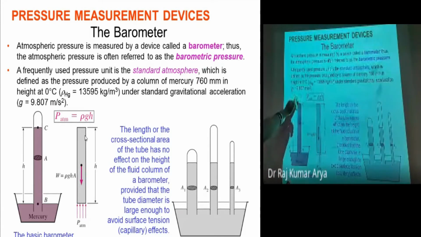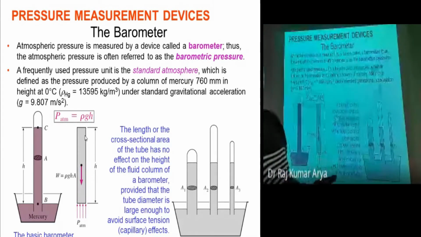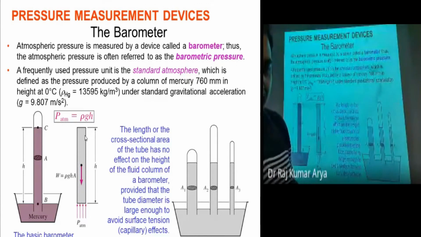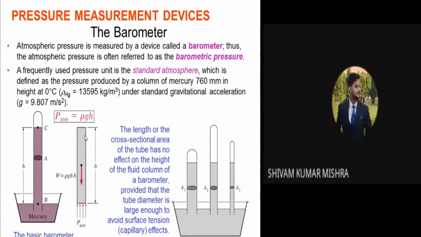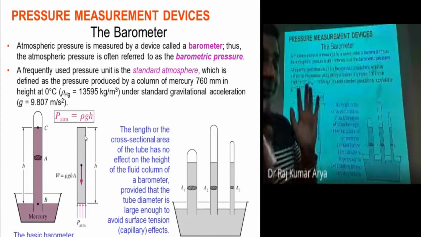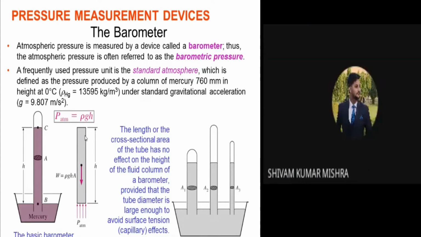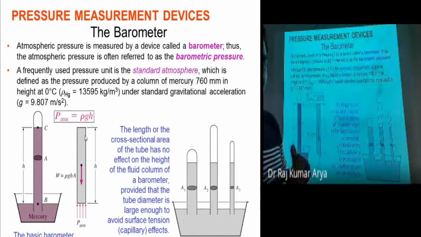Here you are maintaining a perfect vacuum, so that this particular height is always considered as the atmospheric pressure or barometer height. So a barometer is used for measuring the atmospheric pressure, not pressure in general. The barometer is used to measure the atmospheric pressure only.